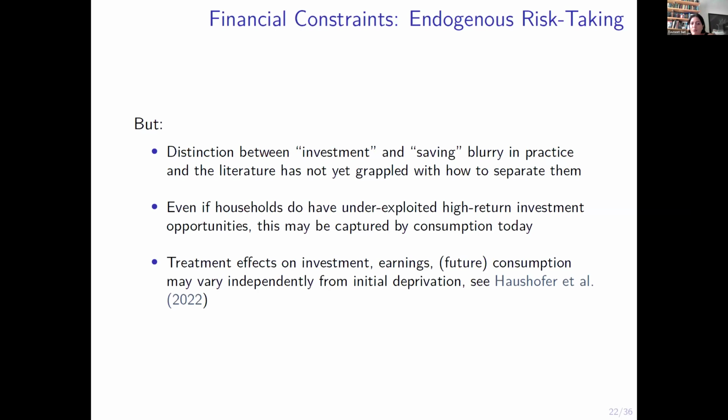And then finally, it's worth mentioning that treatment effects on investments may vary independently of initial deprivation. We see this in the work of Haushofer et al. They show that if I predict deprivation using household covariates, even conditional on those deprivation measures, you're going to see varying treatment effects. So these things will vary quite a bit, and understanding this space better becomes even more important.